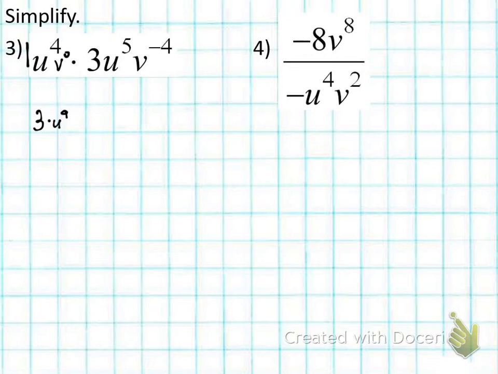Okay, so V to the 0 times V to the negative 4th is? What do you do when you multiply exponents together? You what? Add. So what's 0 plus negative 4? Negative 4, right? So it's V to the negative 4th.